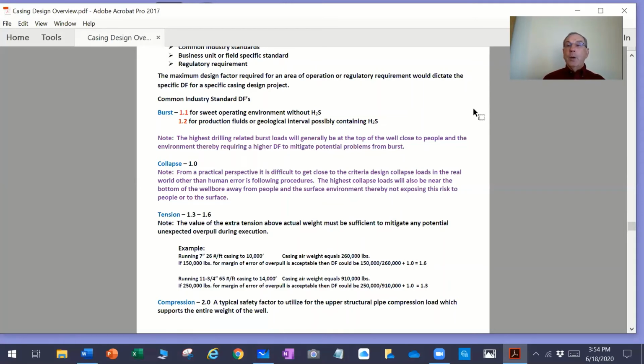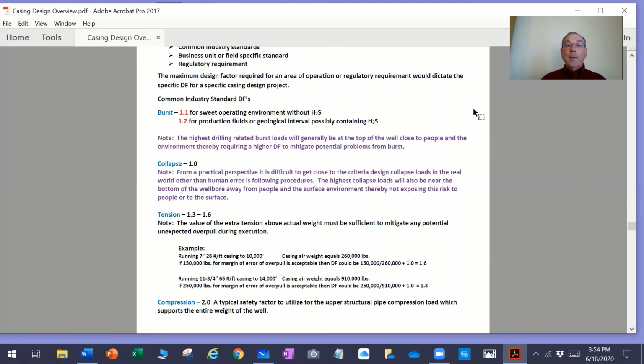We typically use a 1.2 design factor or safety factor. Some people call it a safety factor. If we're in an area in which we can have the presence of hydrogen sulfide, so if we have casing that can be exposed to hydrogen sulfide and we're designing it for sour service operations, we typically use 1.2.